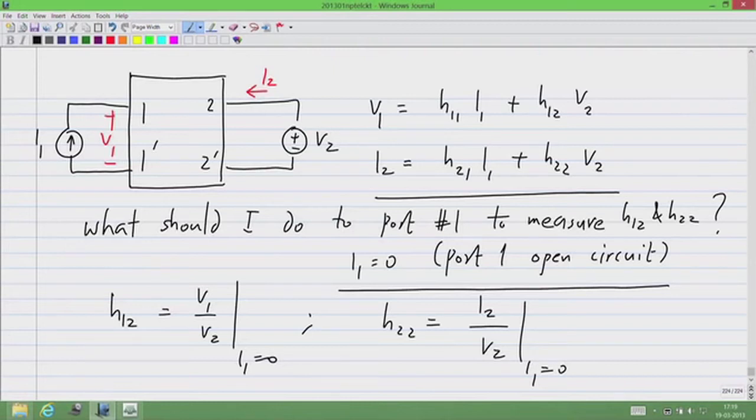In Y parameters, you are always calculating ratio of currents to voltages. In Z parameters, you are always calculating ratios of voltages to currents. And in these hybrid parameters, sometimes it is current by voltage, sometimes it's voltage by current, it's also current by current and voltage by voltage. So everything is possible. Is this fine? Any questions about H parameter definitions?